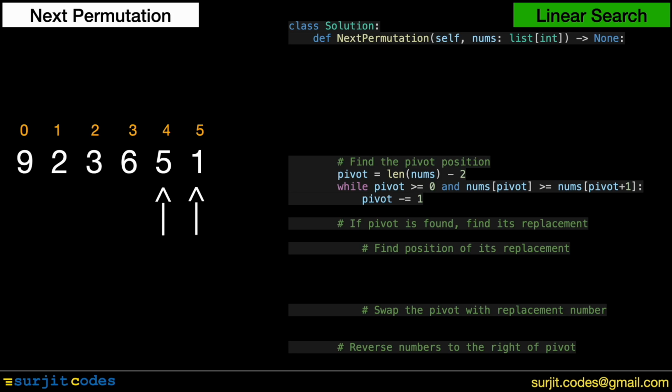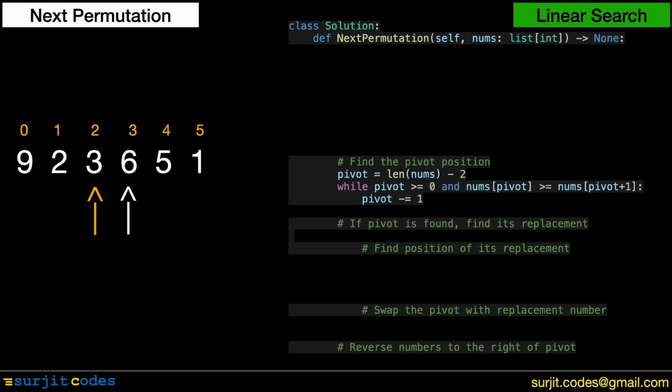We continue to move the pivot to the left. While pivot is within bounds and the number at the pivot is greater than or equal to the number next to it, in the present iteration 5 is greater than 1, so another iteration is required. So we decrease pivot by 1. In this iteration of the loop, we try 6 as the pivot and compare it with 5. Once again, 6 is greater than 5, so one more iteration is required.